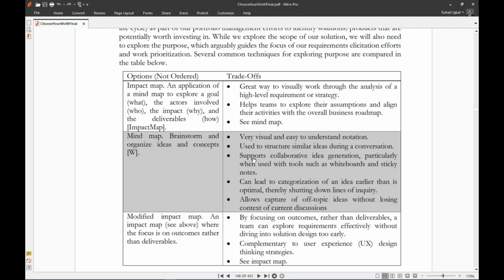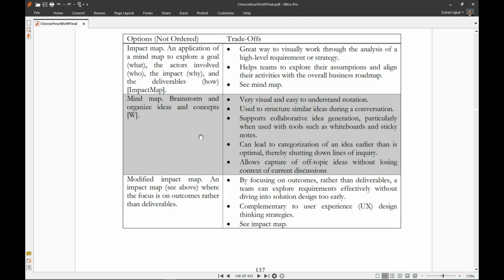See mind map. Next is mind map. Brainstorm and organize ideas and concepts. We have got a number of trade-offs: very visual and easy to understand notation, used to structure similar ideas during a conversation, supports collaborative idea generation, particularly when used with tools such as whiteboards and sticky notes. It can lead to categorization of an idea earlier than is optimal, thereby shutting down lines of inquiry, and allows capture of off-topic ideas without losing context of the current discussion.